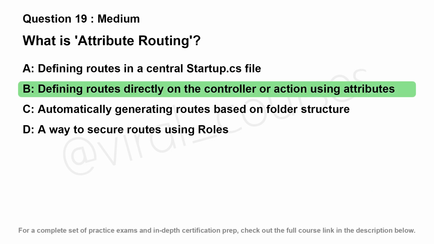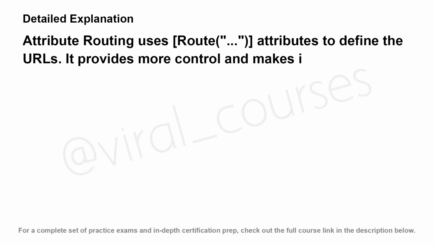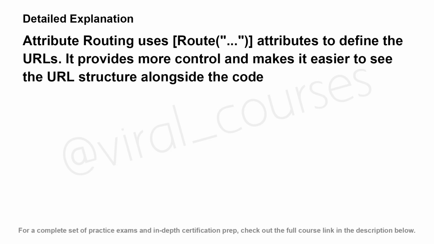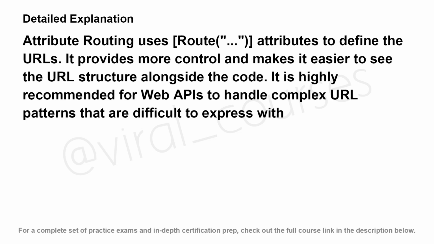The correct answer is B. Attribute routing uses Route attributes to define the URLs. It provides more control and makes it easier to see the URL structure alongside the code. It is highly recommended for web APIs to handle complex URL patterns that are difficult to express with convention-based routing.